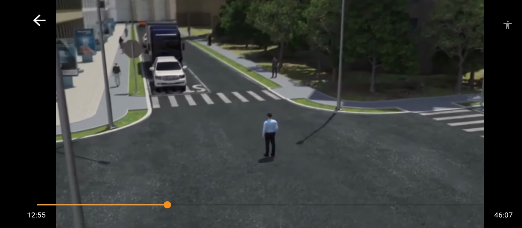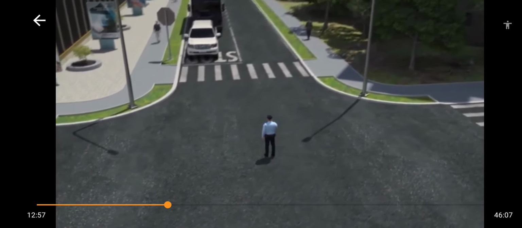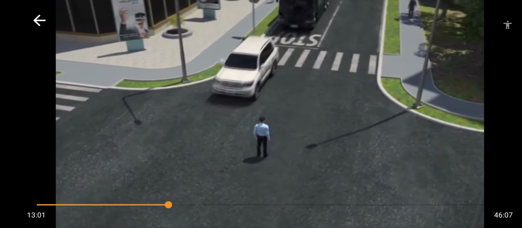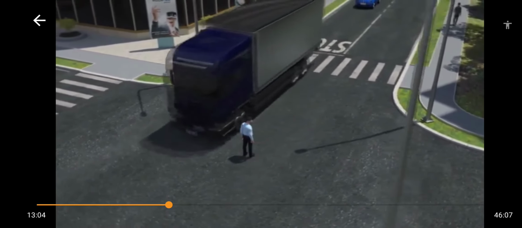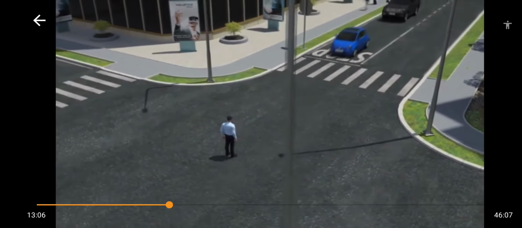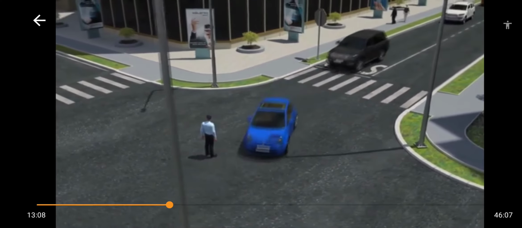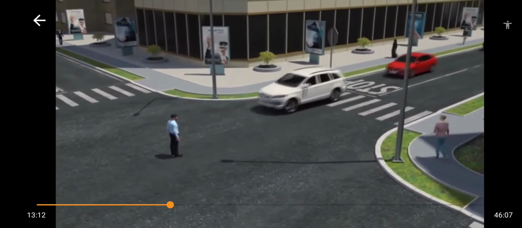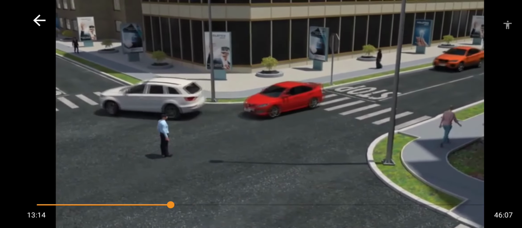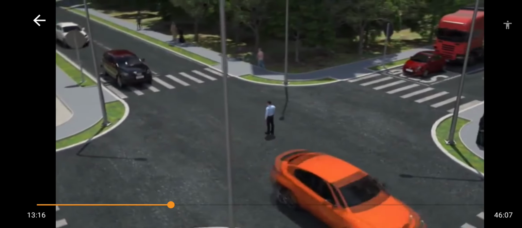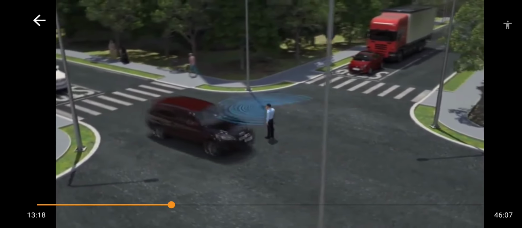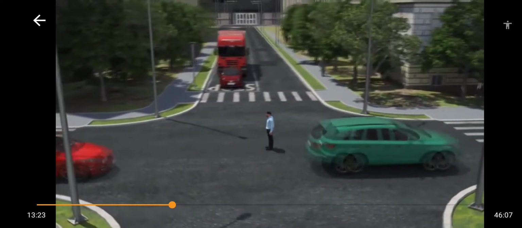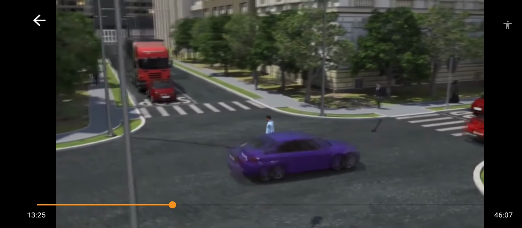Long sound followed by short sound means move signal. Long sound to attract attention of the drivers and pedestrians, then he blows a short sound to start motion. Short consecutive sound means acceleration. When hearing the sound, all beware to accelerate.